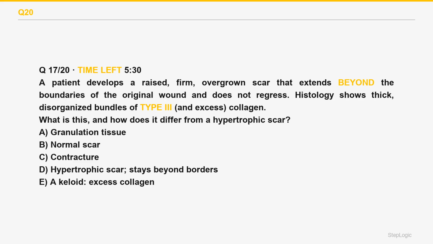What is this, and how does it differ from a hypertrophic scar? A patient develops a raised, firm, overgrown scar that extends beyond the boundaries of the original wound and does not regress. Histology shows thick, disorganized bundles of type 3 and excess collagen. Read the command: what it is, and difference from hypertrophic scar. Collagen, beyond wound margins, recurs; hypertrophic stays within borders.